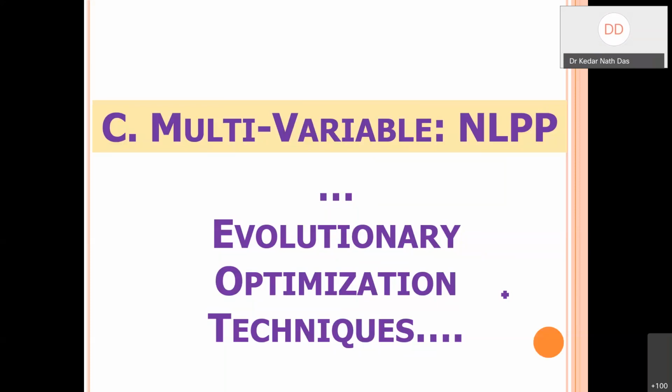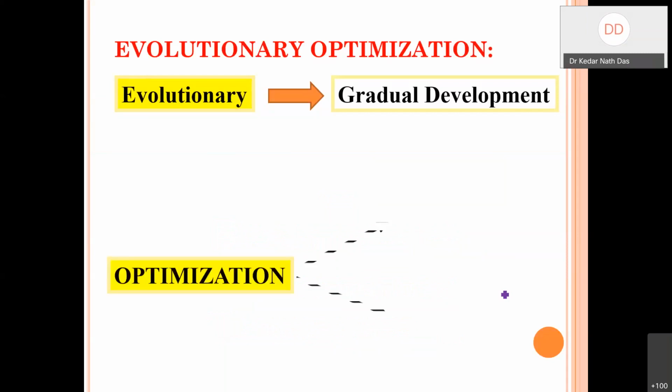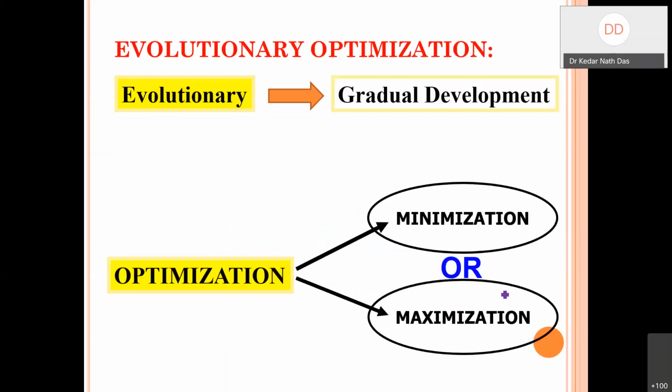So instead of discussing all the traditional methods in today's lecture, let me focus on some of the evolutionary optimization techniques quickly. In evolutionary optimization, as you know, evolutionary means gradual development, and optimization means either minimization or maximization. To reach the global optimal solution, there should be a gradual development in the algorithmic steps, so that we slowly and steadily move towards the optimal solution.